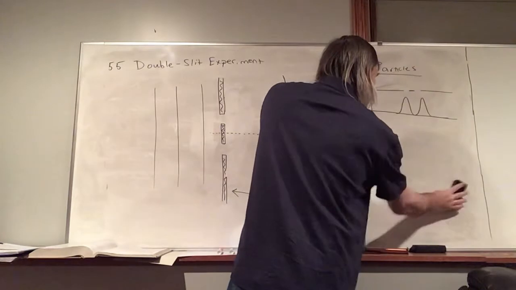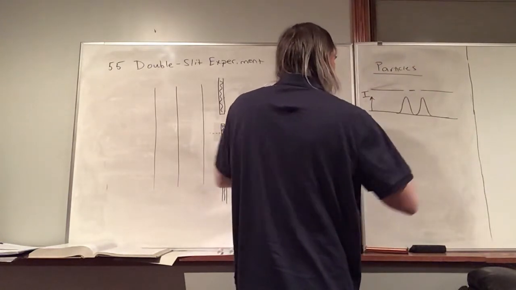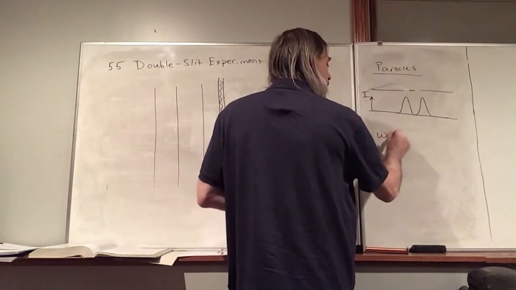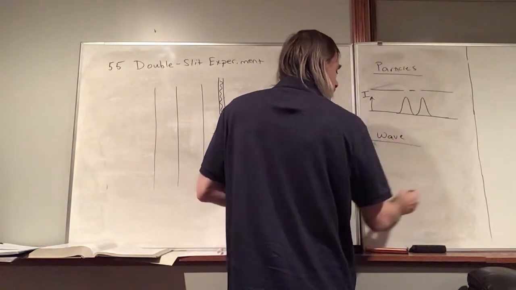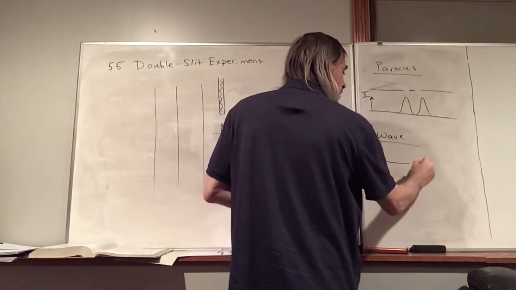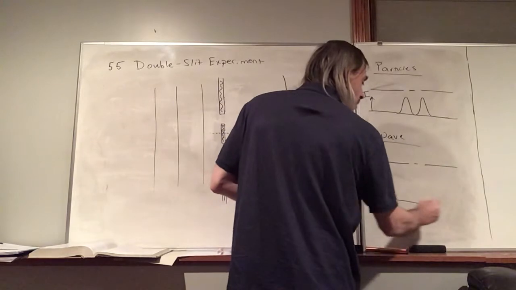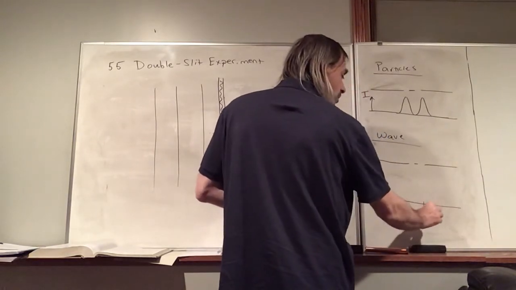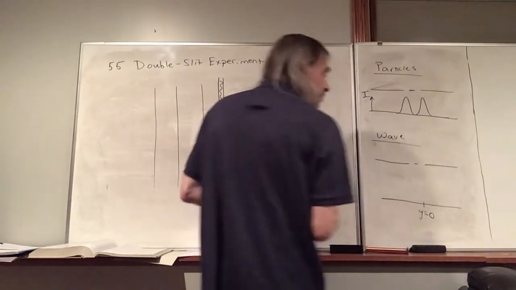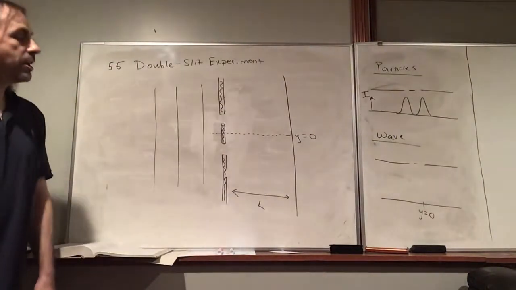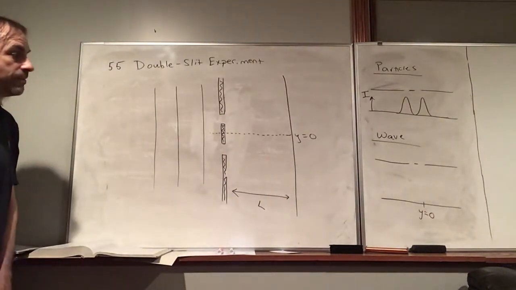Get rid of this picture. And let's look at the wave picture. We've got our two slits. Here's the screen, and y equals 0. We're just looking at it from a different perspective here. That's right across from the two slits, like right in the middle.